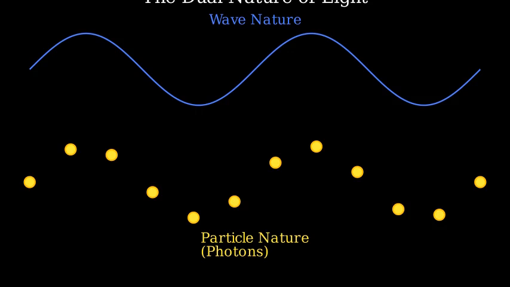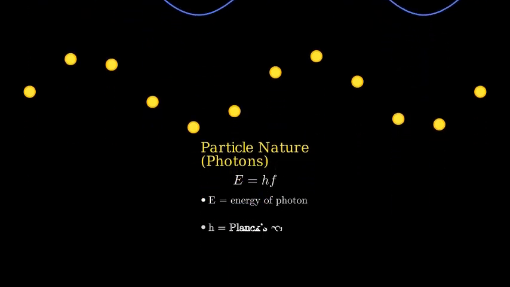It's worth noting that light exhibits a fascinating dual nature. Sometimes light behaves as a wave, as we've discussed, but in other experiments, light behaves as if it consists of discrete particles called photons. Each photon carries a specific amount of energy that depends on the frequency of the light. This is expressed by the equation E = hf, where E is energy, h is Planck's constant, and f is frequency.